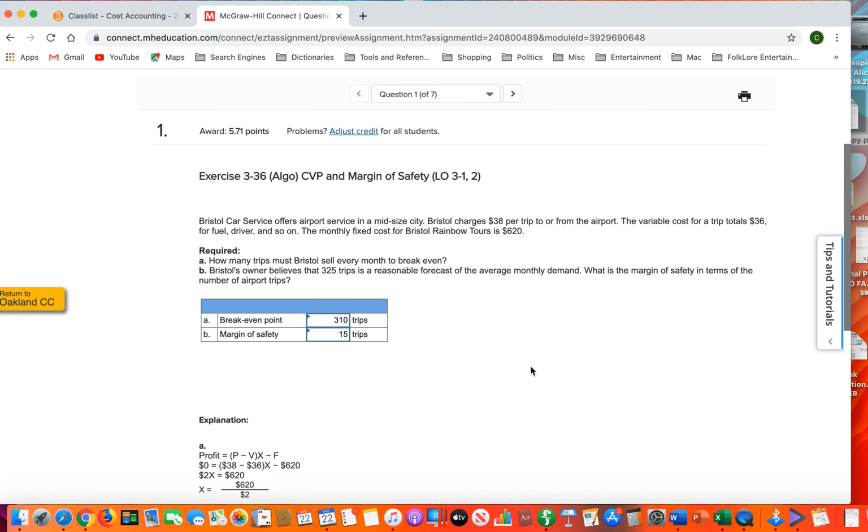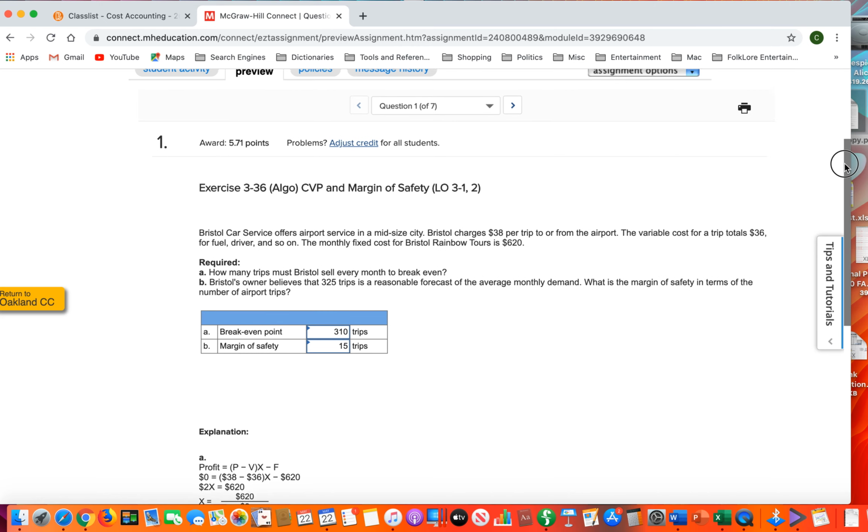If one trip is $38, and the variable cost for that one trip is $36, then the contribution margin is $2 per trip, or $2 a unit. That's the contribution margin per unit. But if you want to go through this the way they have it here, fine. I just think it's simpler to do it the other way.